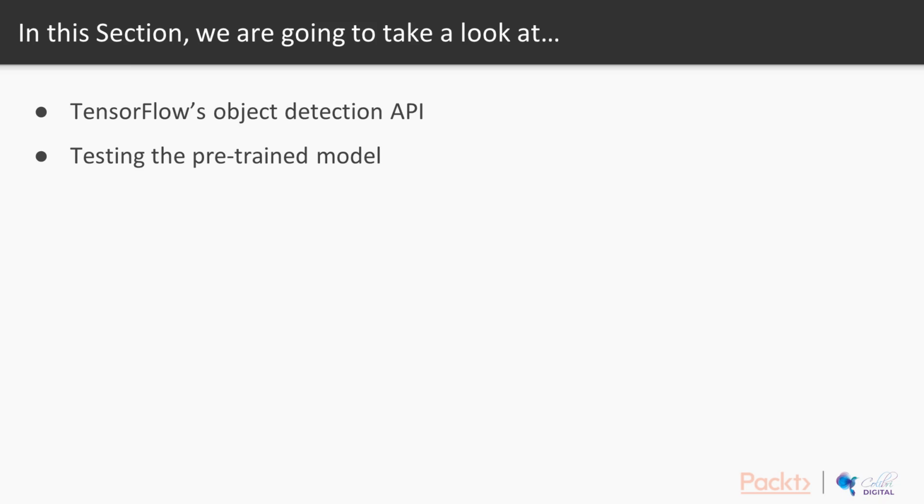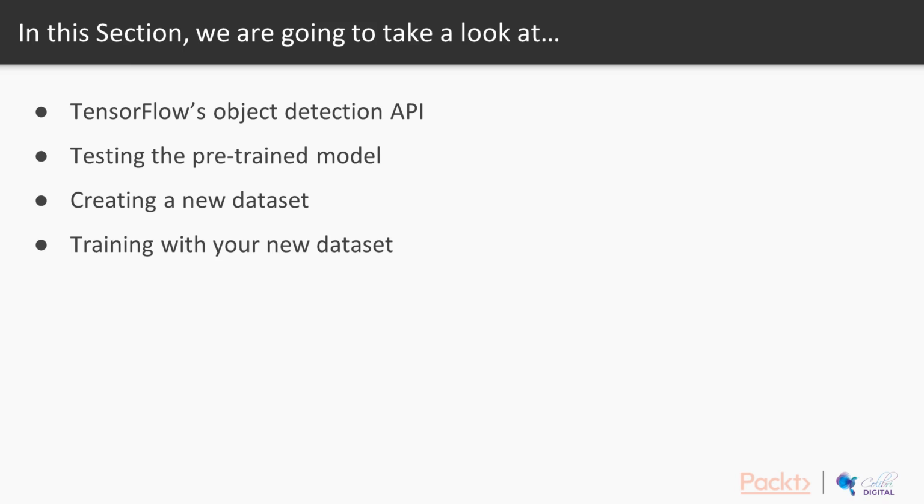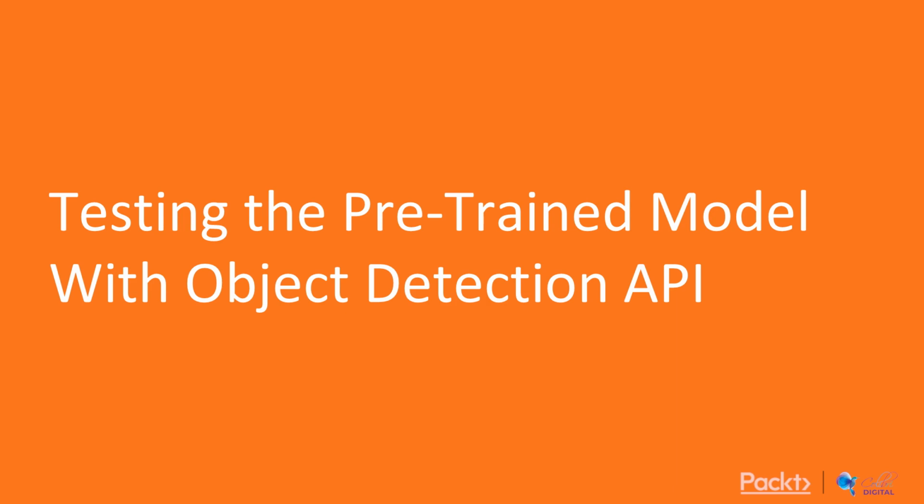We're then also going to be looking at creating our own neural network, so training our own network with the object detection API. And to do this, we're going to have to first create a new data set. And then we're going to train with this new data set. So we're actually going to be running the training as you would do for your target application. And then we're going to look at finally deploying our new model. So how we actually use it in an example application. So first up, we're going to be looking at testing the pre-trained model with the object detection API.